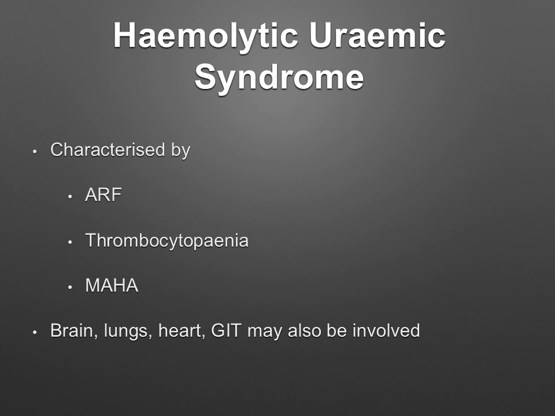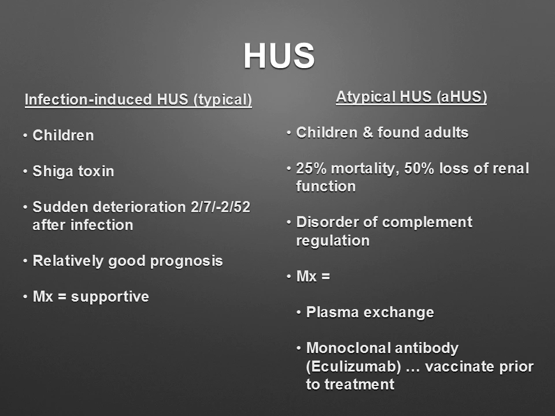The hemolytic uremic syndrome, at the other end of the spectrum, is characterized by acute renal failure, thrombocytopenia, and MAHA. In terms of the multi-organ dysfunction, we're typically going to see the renal microvasculature being affected, as we mentioned, as well as neurological impairments, with the heart and the GIT also being involved. You've got two main types of it: infection-induced HUS, which is called typical HUS, and atypical HUS, which is more prominent in the adult ICU.